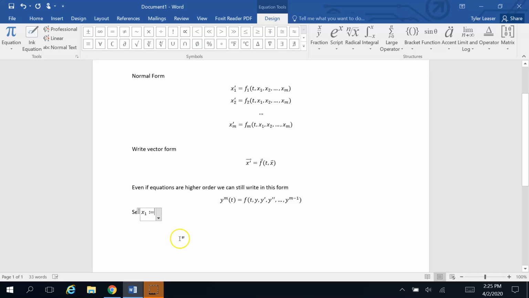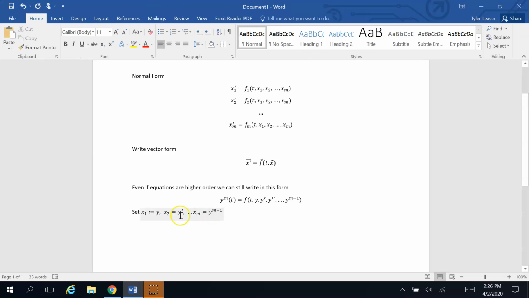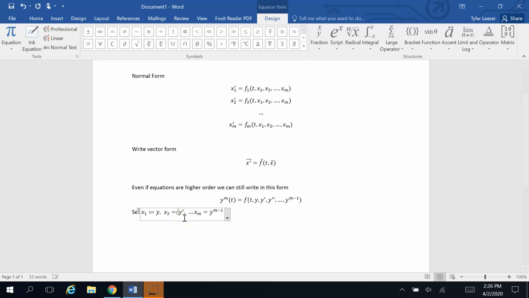I don't know if you guys have ever seen this before, this colon equals. In computer terms, this means that we are defining the function x1 to be the function y. So not just setting it equal to it, but we're creating and defining it that way. X sub 2 we would set to be the first derivative, and then all the way down, x sub m we would set to be the m minus 1 derivative. I forgot my colon. Look, I just made a big deal about talking about these colons, and I completely forgot to even put them in there.